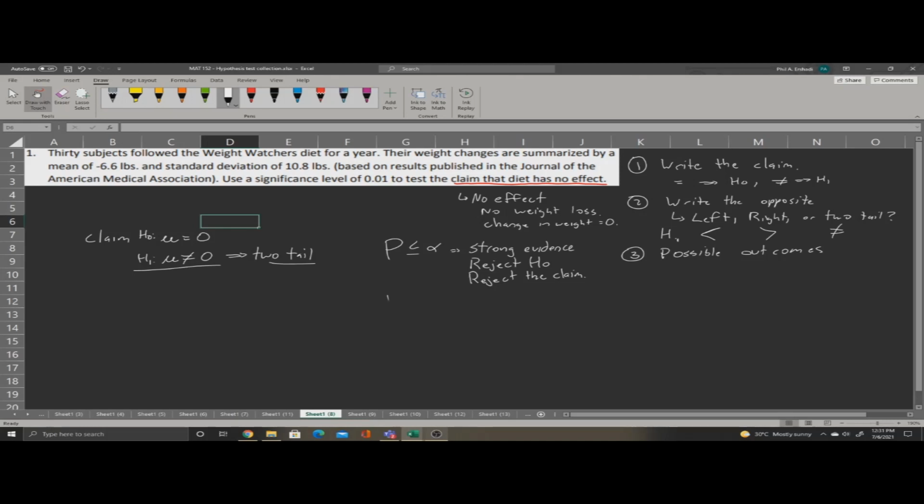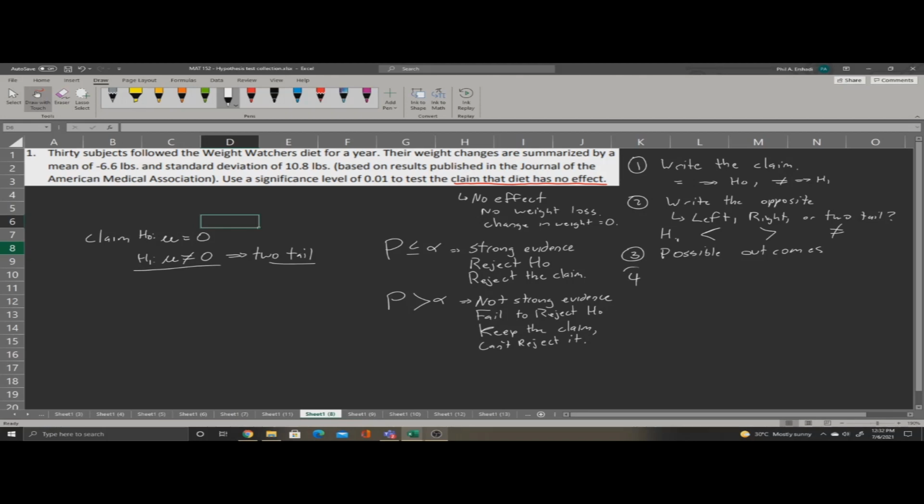Our other possibility is that the big P is greater than alpha. That means our evidence is not strong. Therefore, we do not reject the null hypothesis, or as we say, fail to reject the null hypothesis. In that case, we would stick to the claim because we can't reject it. And the only reason we can't reject it is because our evidence is not strong enough. Therefore, we would say we are going to keep the claim because we can't reject it.